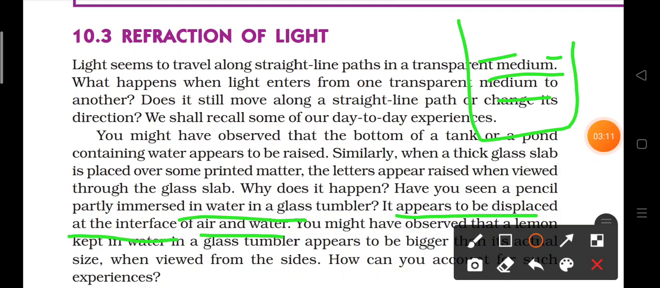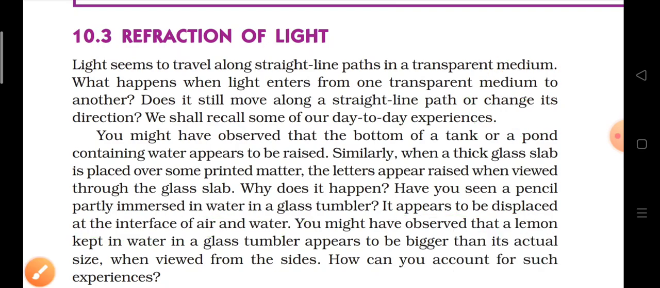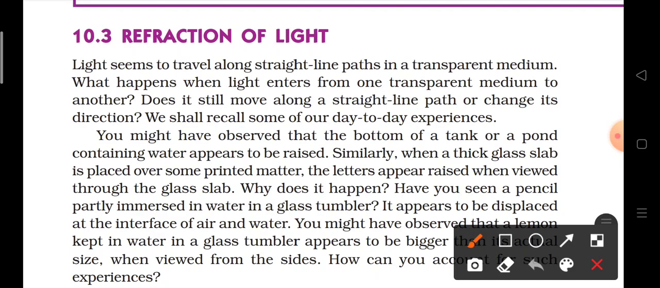So we have considered a pencil. This is a pencil. It will be bent. It will not appear straight, it will be bent. Why is it bent? Because of refraction. Now let us see what that is. It appears to be displaced at the interface of air and water.